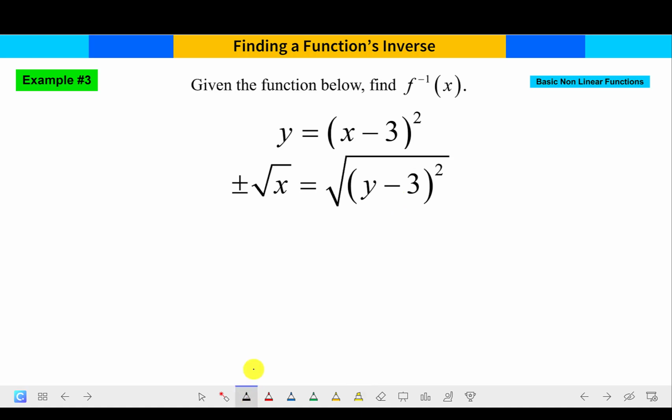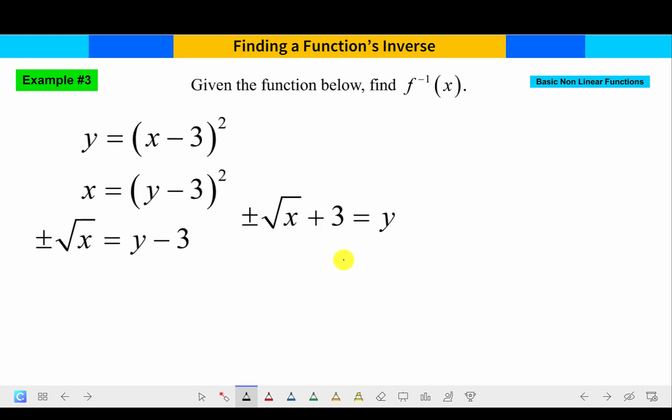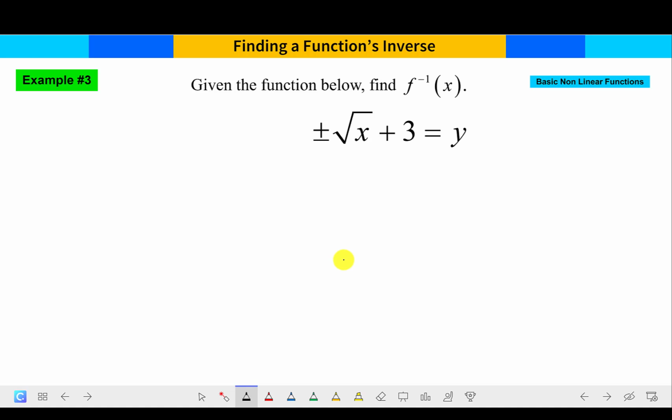So remember, when we take a square root across an equation, we have to consider the positive and negative roots. So we have to include that. Okay, so taking the square root of this squared, I'm here. At this point, I still want to get y alone, so I add 3 to both sides. So this would be our inverse. Now, be careful. This is definitely the inverse to our original function, but this by itself is not a function. Because of this positive or negative here, this is actually going to graph out as a sideways parabola. So this is not a function, but it is an inverse.